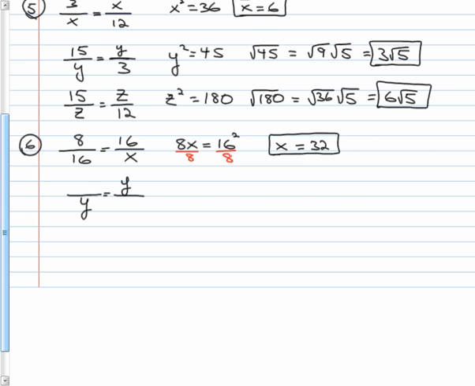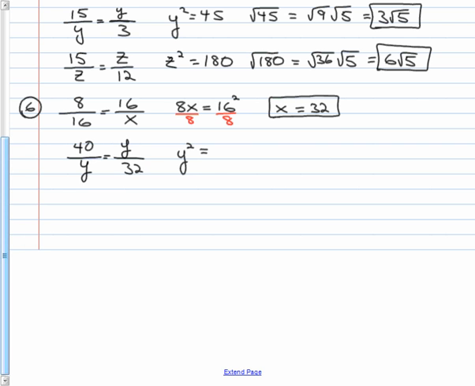The whole hypotenuse. Now we happen to know what x is. What's the whole hypotenuse? 8 plus 32, 40. 40, the whole hypotenuse, and 32, the segment of the hypotenuse that's next to it. So this gives us y squared equals, what's 40 times 32? 1,280.